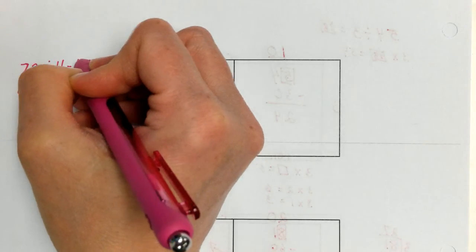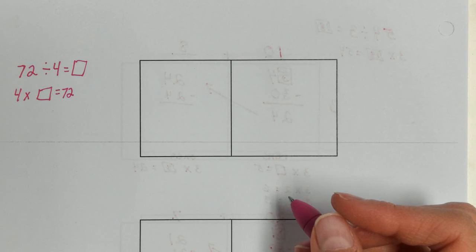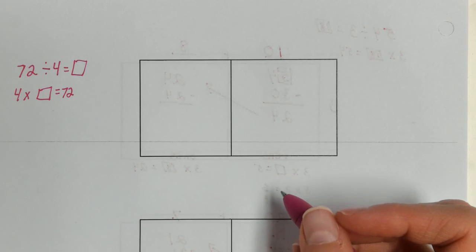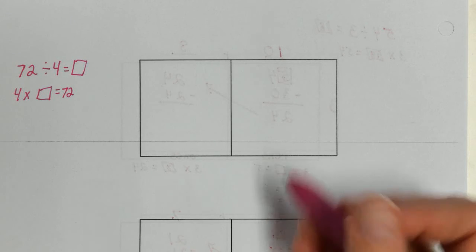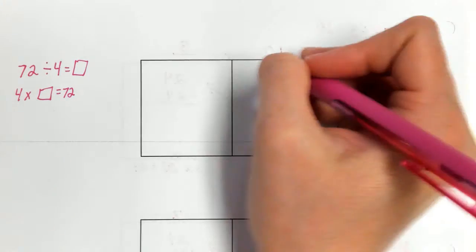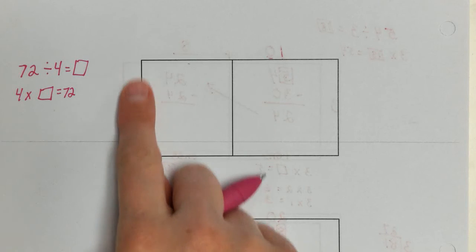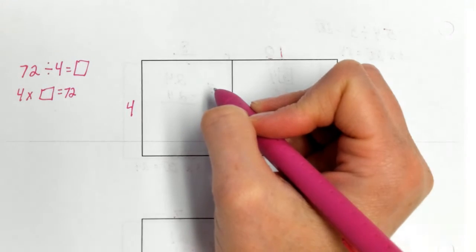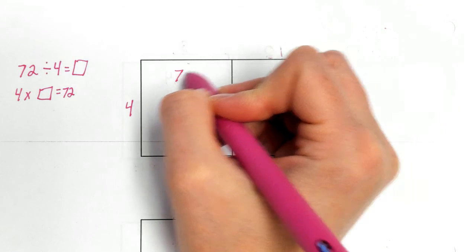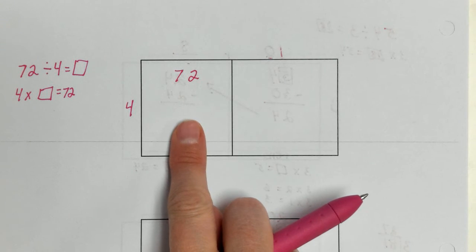Perfect. All right. So now tell me how to set this up. Zitavian, where am I going to write my 4 and my 72? Where does the 4 go? Well, the 4 doesn't go at the top. The top is my mystery number. So I don't know the top yet. So the 4 goes on the side. All right. Where does my 72 go? It's going to go in the tens column, but it's inside the box. The 72 is inside the box.